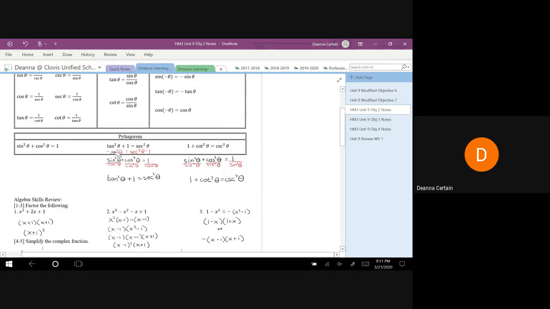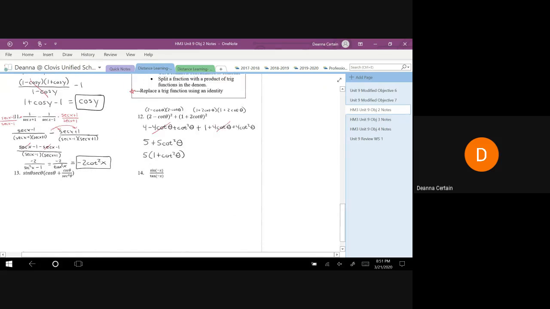Erase some of my marks from earlier. Okay, 1 plus cotangent squared is the same thing as cosecant squared. And so back down on the problem I'm on, 1 plus cotangent squared is going to end up simplifying down to 5 cosecant squared.